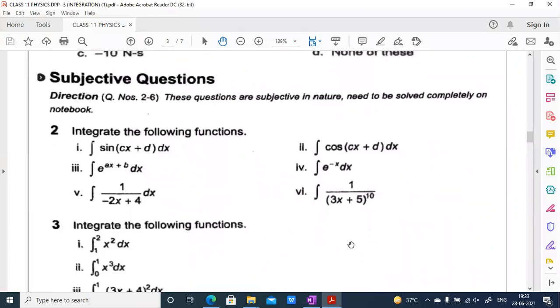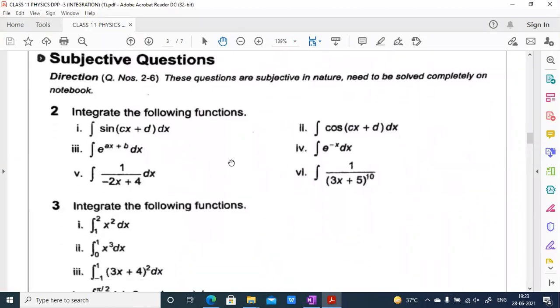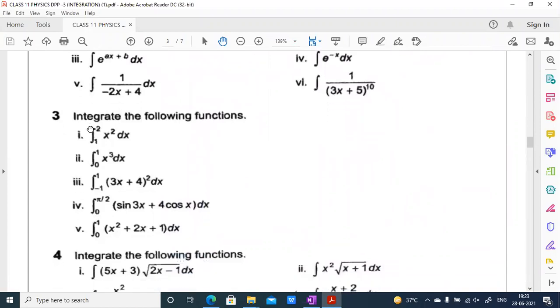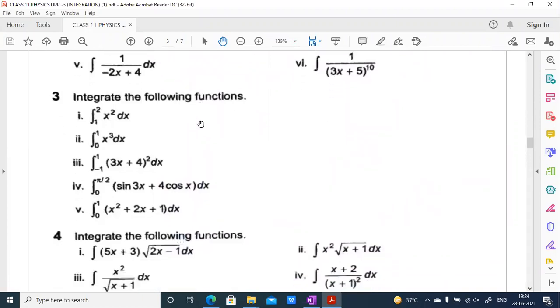So question number 2, let's start from question number 3 first. 2 is a little about the coefficient rule. Let's start with question number 3. It is a definite integration. There is a limit from 1 to 2. So for definite integration, what do we do?